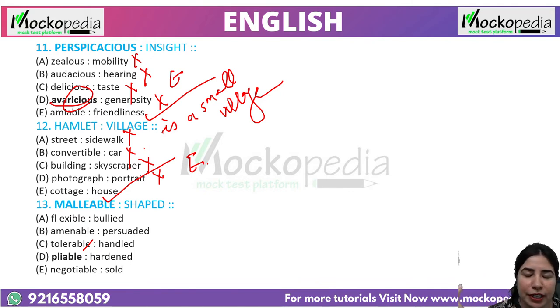Flexible aur bullied koi relationship nahi share karte, tolerable handle koi share nahi karte, pliable, negotiable, all these are useless relationships. So clearly ye bhi aasan question tha, because eliminations baki easy the, koi close call nahi aaya. So isliye B will go for this, right?